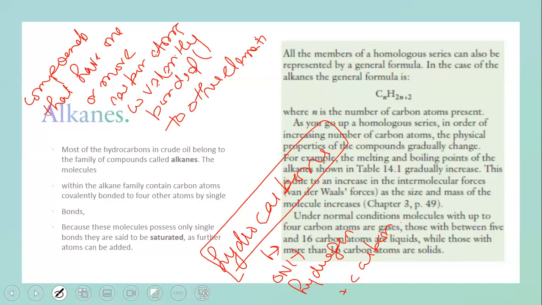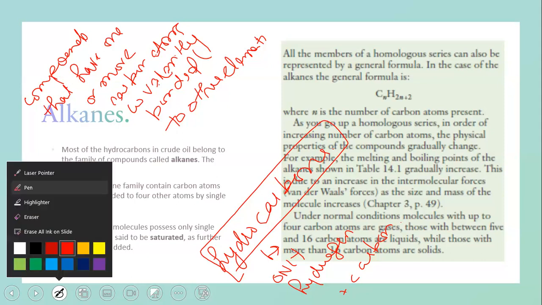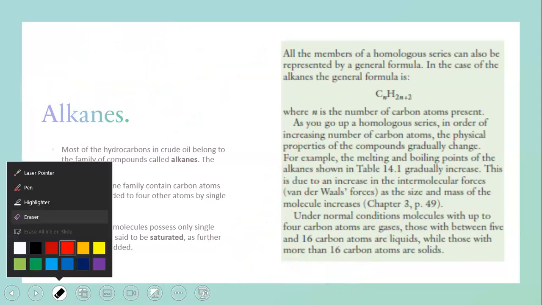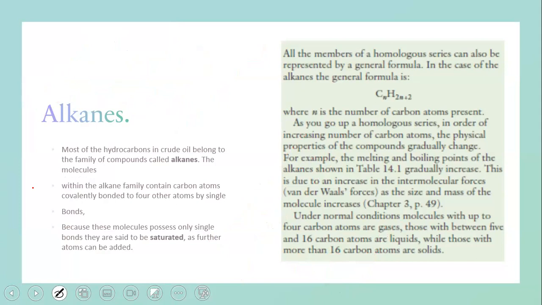Now, inside organic chemistry, we have other types of compounds. For example, we are starting today with hydrocarbons. We have alcohols, which are a type of organic compound. We will study carboxylic acids, which are also a type of organic compound. So let's start with hydrocarbons. I told you that hydrocarbons contain only carbon and hydrogen. That's it.